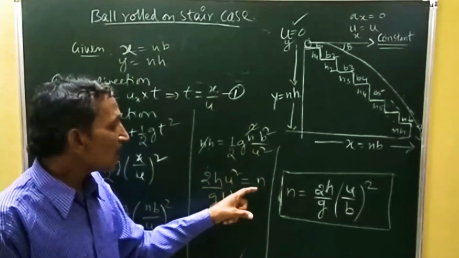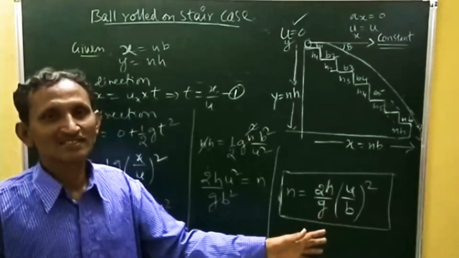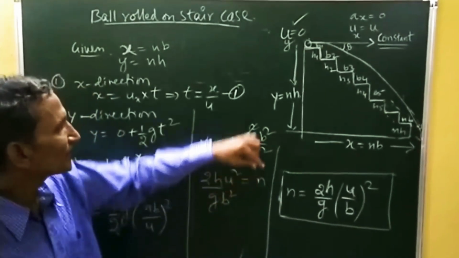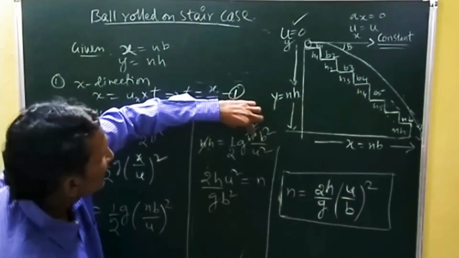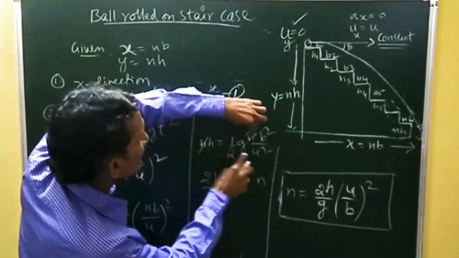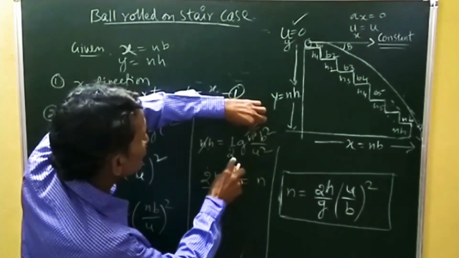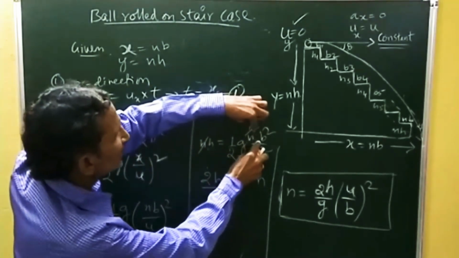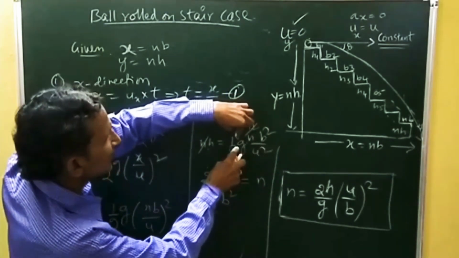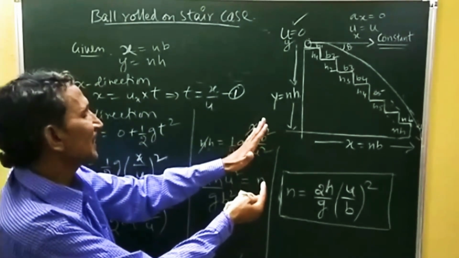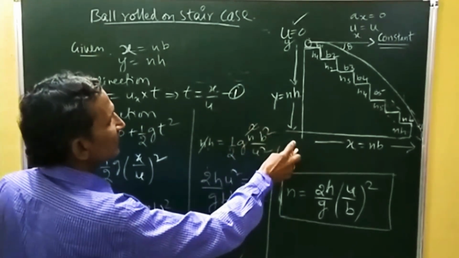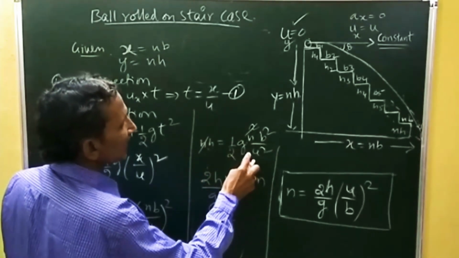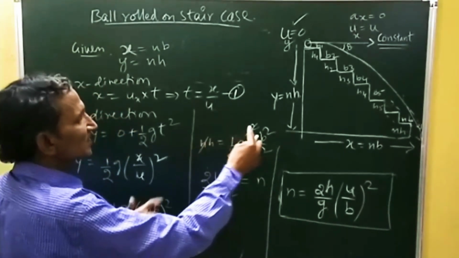Or if you want to know on which step the ball will hit first, then n should be separated from this equation. So if you separate n here, u square goes to the numerator, 2h by u square, and b square comes to the denominator along with g. The numerator terms on the right side come to the denominator on the left side, and the denominator terms on the right go to the numerator on the left, just interchanging that.